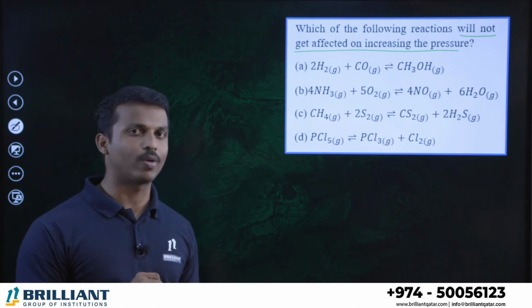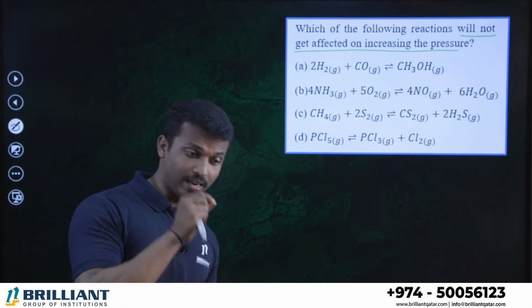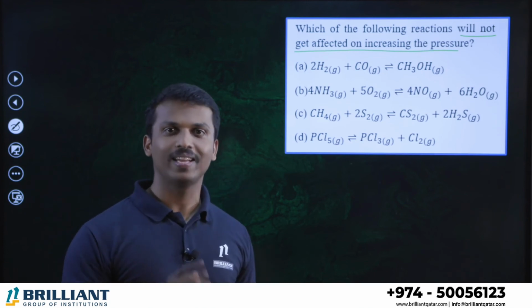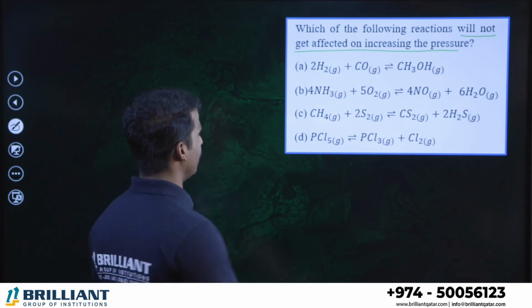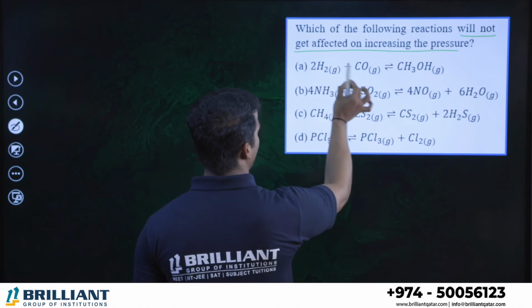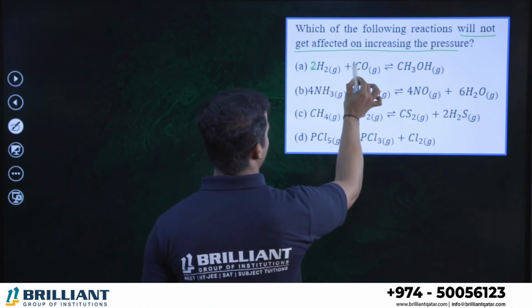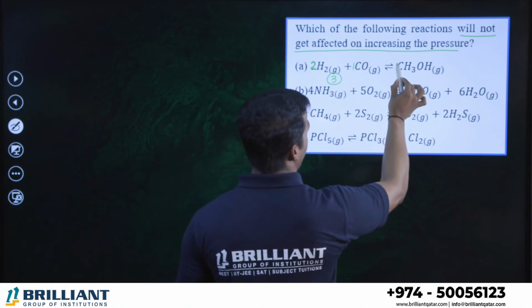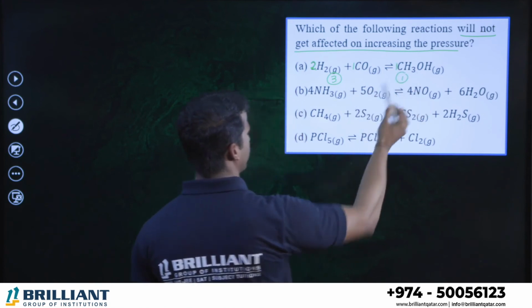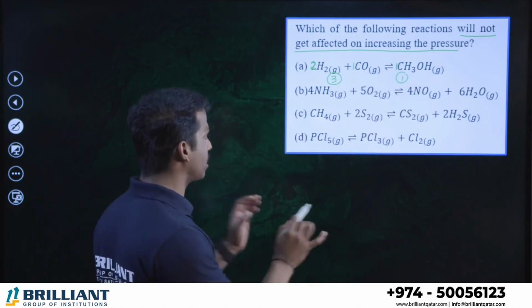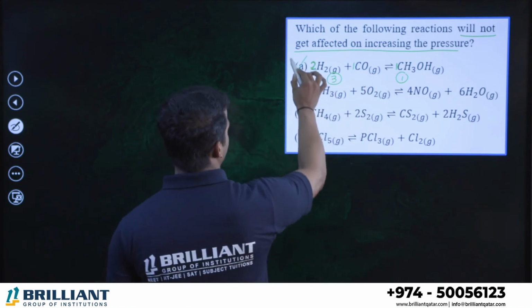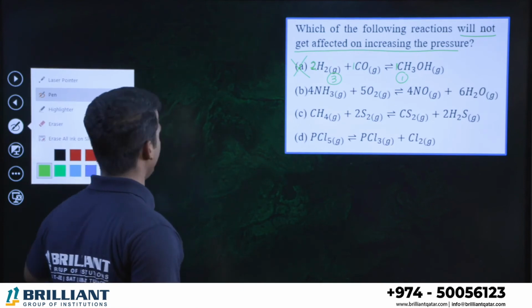Then next factor we have to consider, in reactant and product side where the number of moles are equal, then there is no effect of pressure. See, how many reactants you have? 2 plus 1, total 3 moles of reactant. Here only 1 mole. Definitely there is an effect of pressure, right? When you increase the pressure, reaction shift from higher to lower, right? So that's not that.